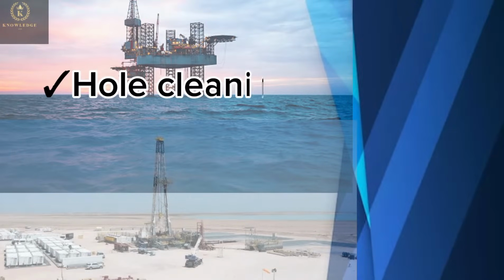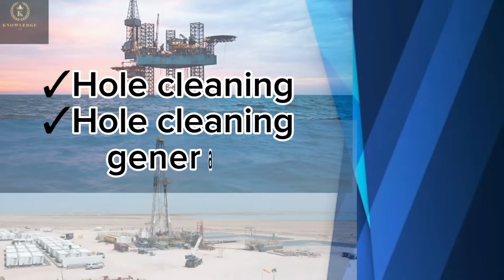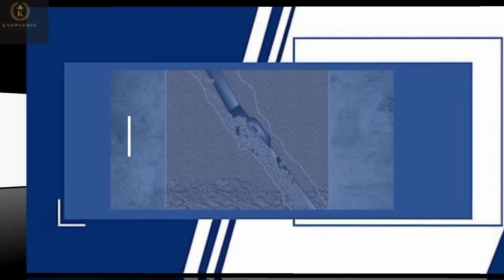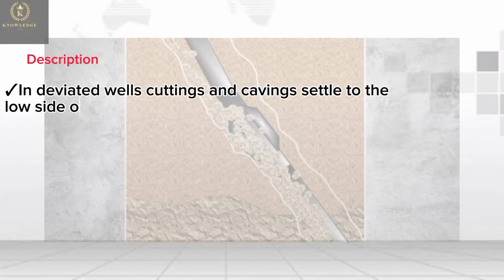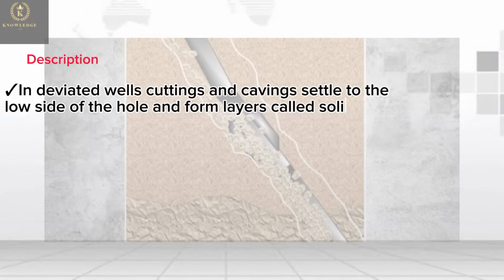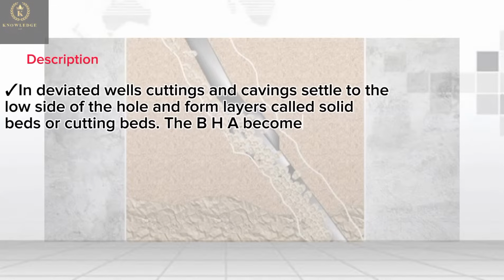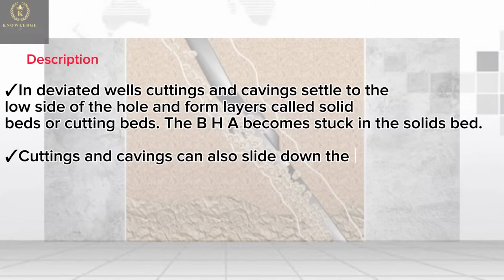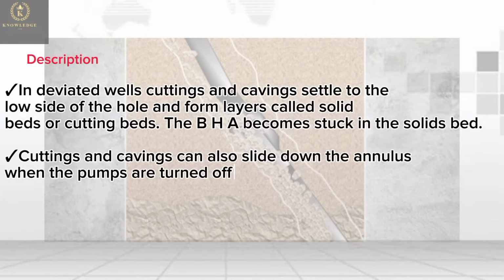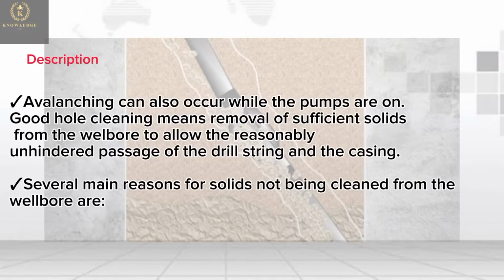Today's topic is related to hole cleaning and hole cleaning general issues. In deviated wells, cuttings and cavings settle to the low side of the hole and form layers called solid beds or cutting beds. The BHA becomes stuck in the solids bed. Cuttings and cavings can also slide down the annulus when the pumps are turned off and pack off the drill string. Avalanching can also occur while the pumps are on.